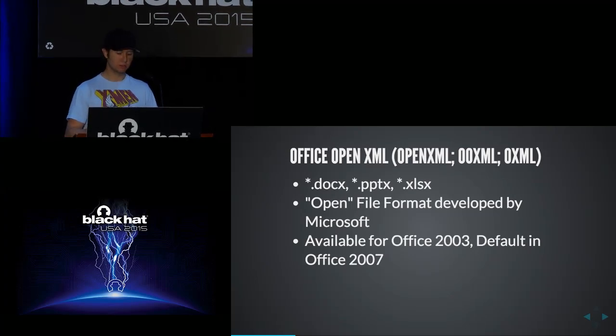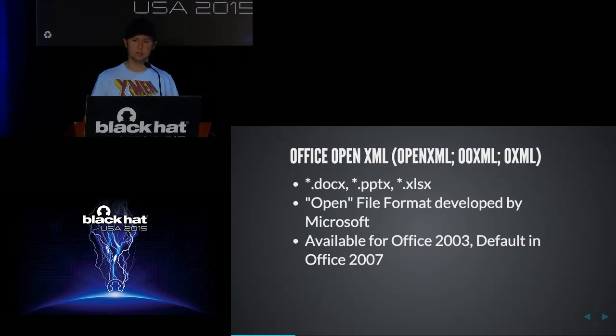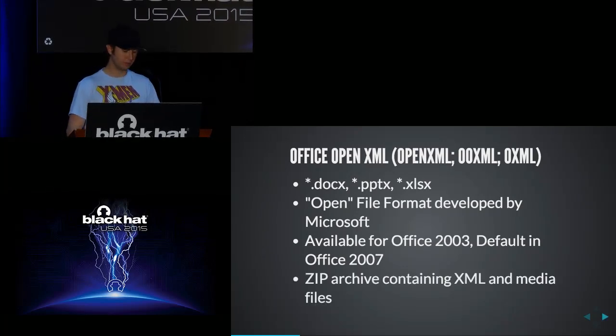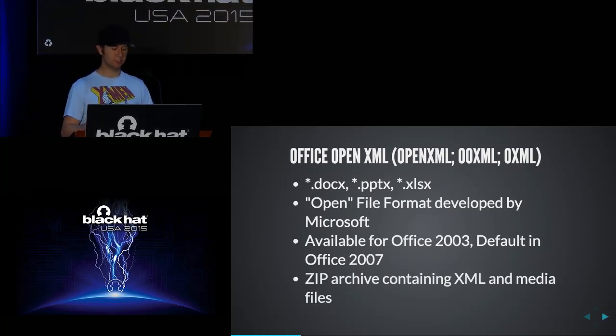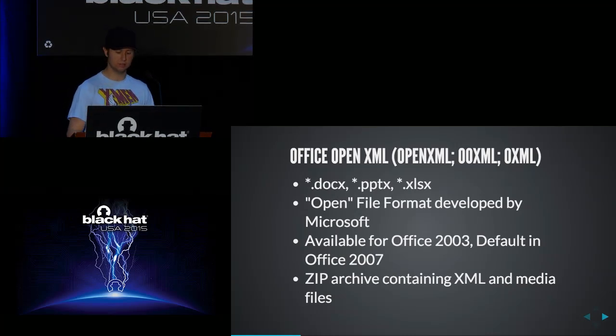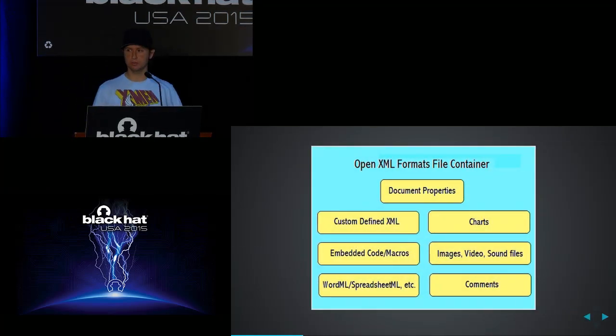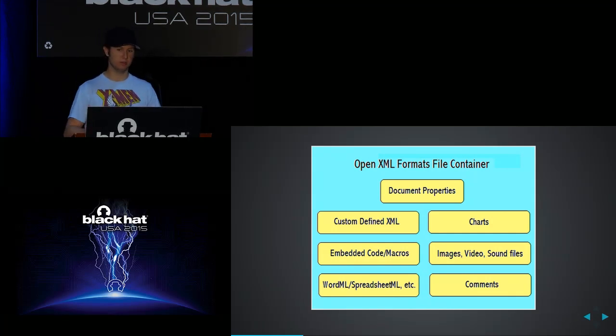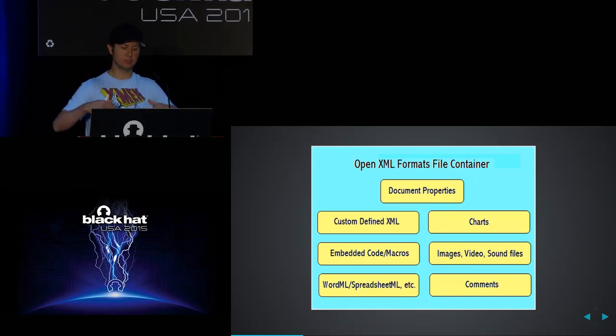It was available for Office 2003, then became default in Office 2007, and now it's pretty much the standard for the most part. The format itself is basically just a zip archive containing XML with media files inside of it. This is actually an image from the 2007 introduction on the Microsoft site. You can find it in the references. In blue would be your zip archive, and then everything else would be inside.